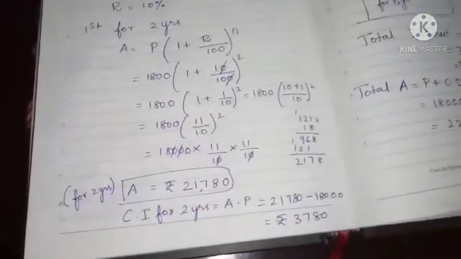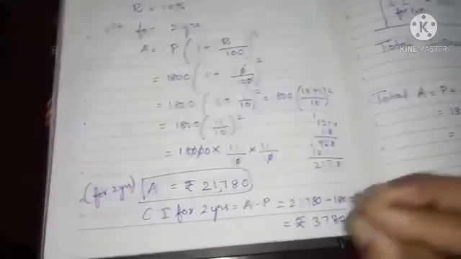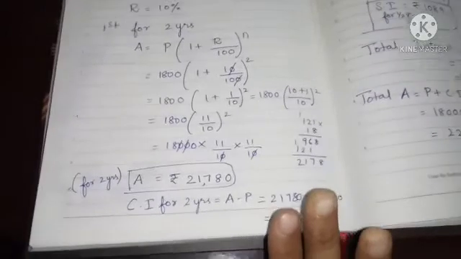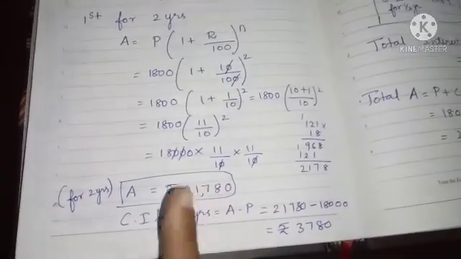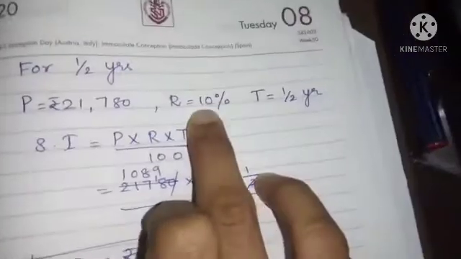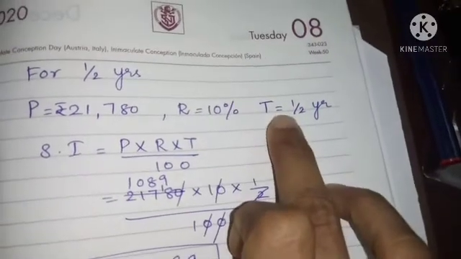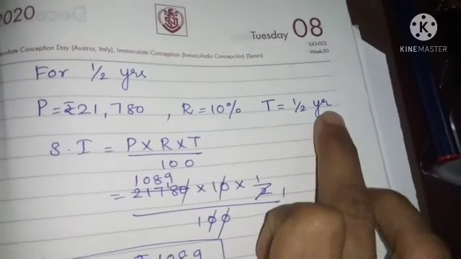We have to find for half year. What I am doing is, since it is a compound interest, I am taking this amount as the next year principal. Can we take it as? Yes, because it is a compound interest. We can take this second year amount as next half year principal, along with the same rate. Time is half year because only half year is pending to calculate.